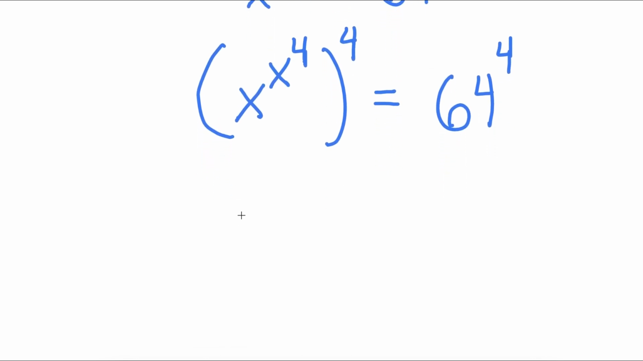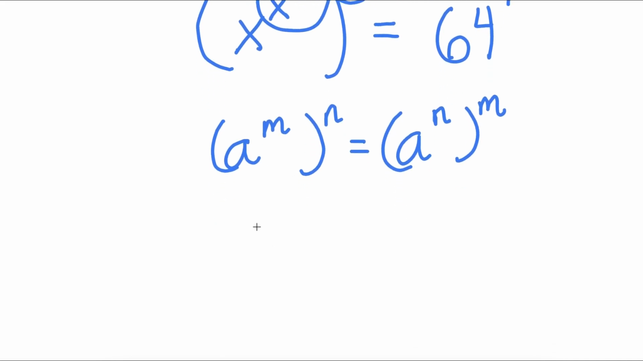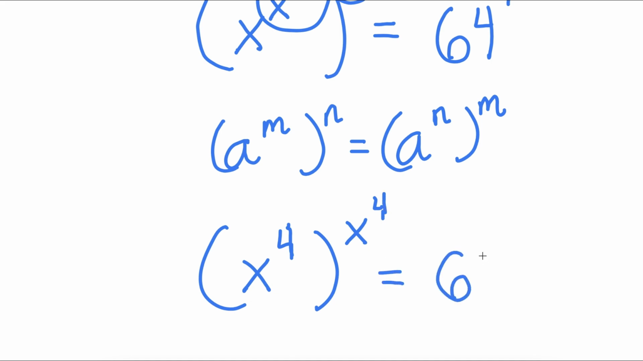Now, if I have something in the form a to the power of m to the power of n, this is the same thing as a to the power of n to the power of m. So in this case, x to the power of x to the power of 4 to the power of 4, I can think of x to the power of 4 as m and 4 as n. So if I switch those two, I get x to the power of 4 to the power of x to the power of 4 is equal to 64 to the power of 4.